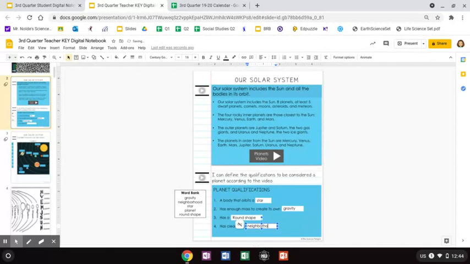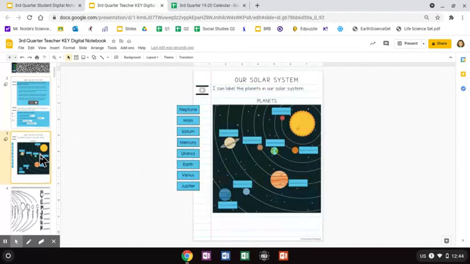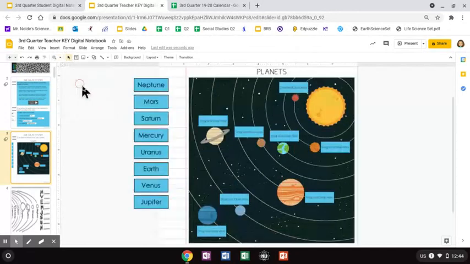And remember on these videos, if I'm ever going too fast, you can always pause it to fill in your notes. All right, now we're going to label the planets in order, and I'm going to zoom in a little here so that we can see. So we're just dragging and dropping. Starting from the sun, the closest to the sun is Mercury.